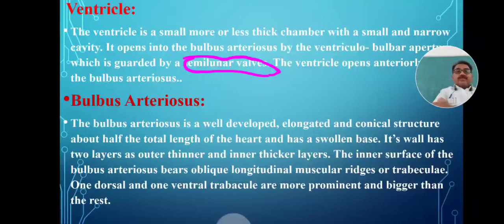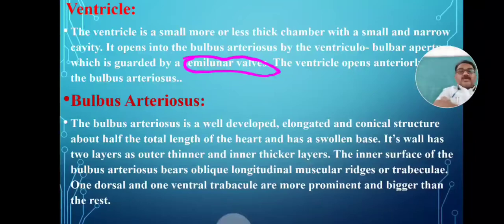Its wall has two layers: an outer thinner layer and an inner thicker layer. The outer thin layer of the bulbous arteriosus and the inner thick layer are found. The inner surface of the bulbous arteriosus bears oblique longitudinal muscular ridges.